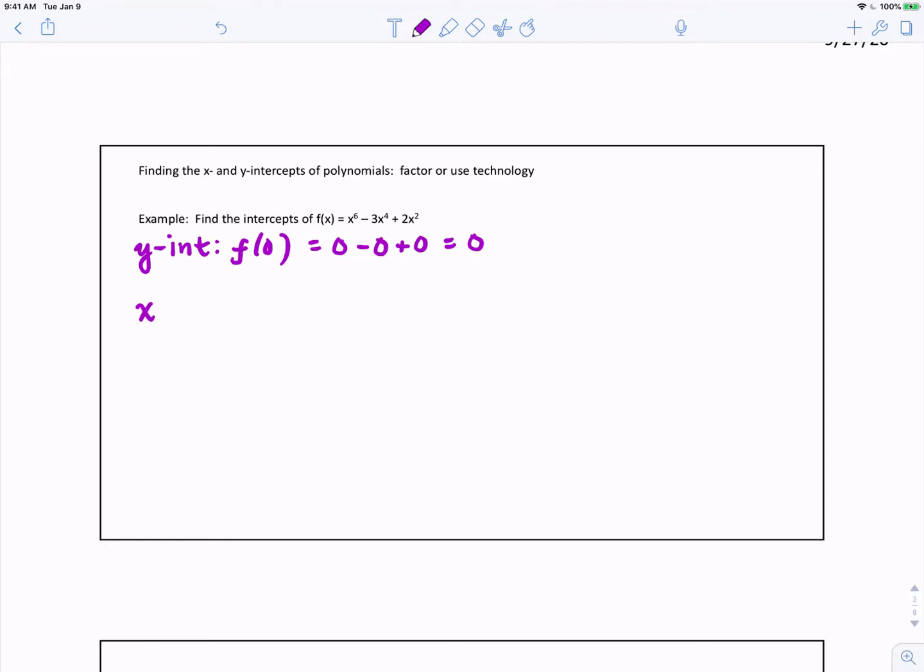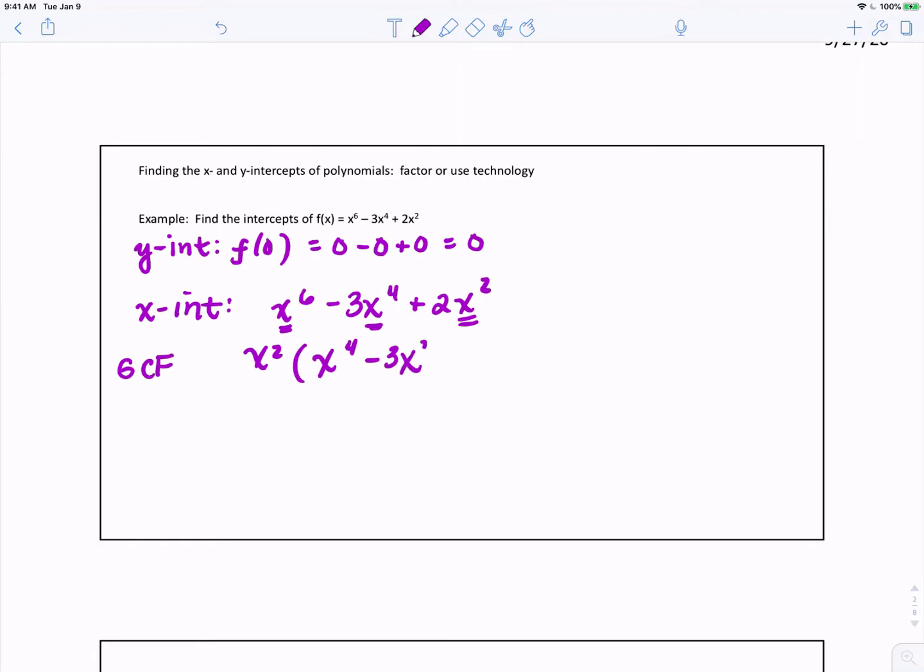For the x-intercepts, we have to either factor or use technology. So for these first ones, I'm just going to review factoring with you. So x to the 6th minus 3x to the 4th plus 2x squared. The first thing we're always going to look for in factoring is a greatest common factor. So the greatest common factor here, they all have x's, and the greatest common factor would be x to the 2nd. So that would be x to the 2nd times x to the 4th minus 3x squared plus 2.